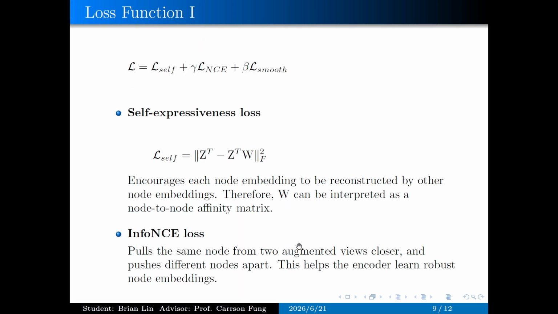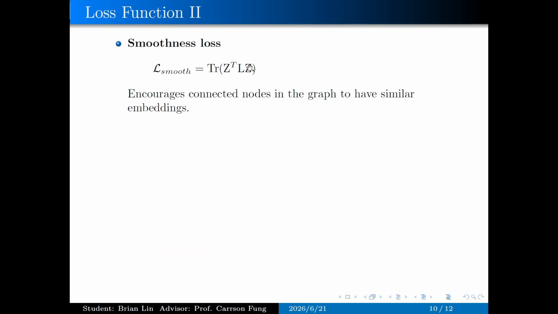And the second term is the InfoNCE loss. This loss pulls the same node from two augmented views closer and pushes different nodes apart. This is the main idea of contrastive learning. We group the nodes into positive pairs and negative pairs, and try to pull the positive pairs closer and push the negative pairs away. The smoothness loss looks like this. It encourages connected nodes in the graph to have similar embeddings.